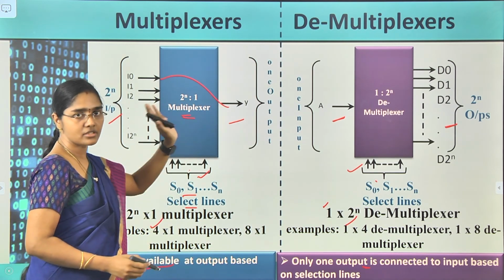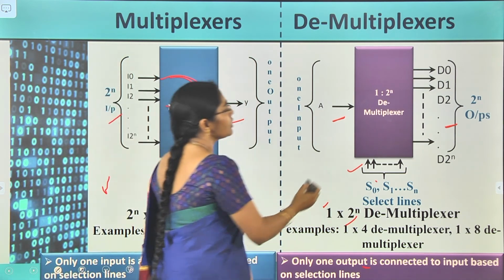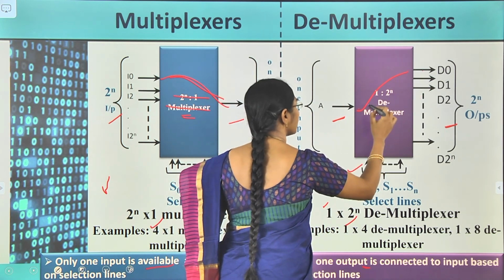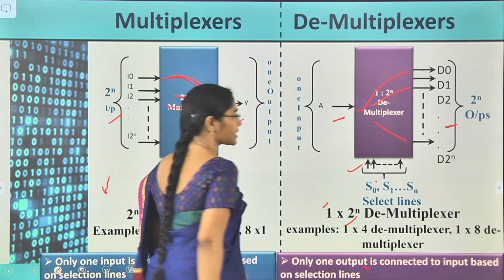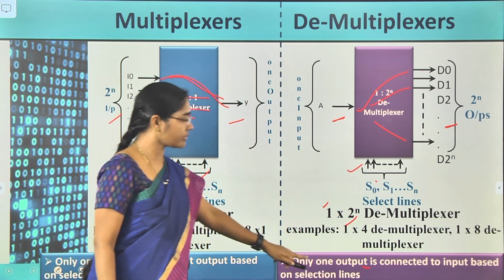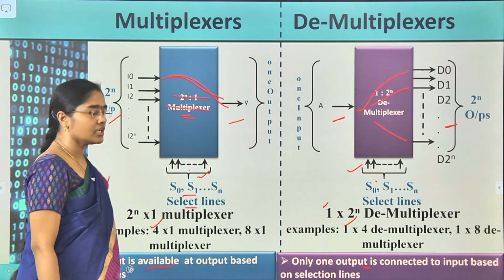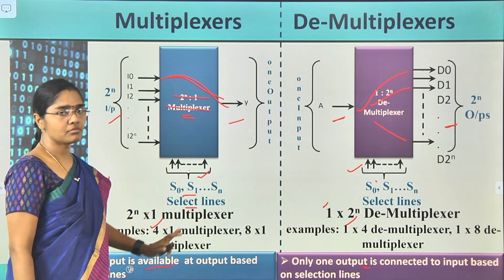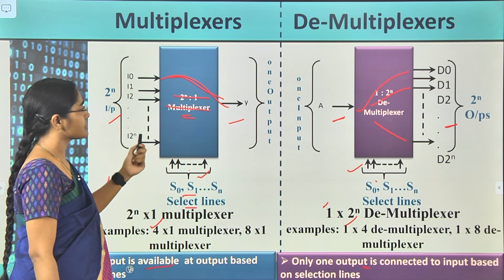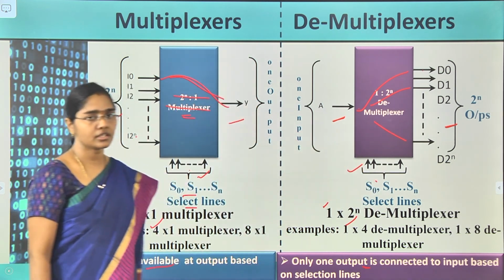In a multiplexer, one input is available at the output at a time, either I0 or I1 or I2 and so on. Here, one input is connected to one output at a time, that is A is connected to D0 or A is connected to D1 or A is connected to D 2 power n. That is, only one output is connected to the input based on the selection lines. That means one is called a many to one converter and the other is called a one to many converter.